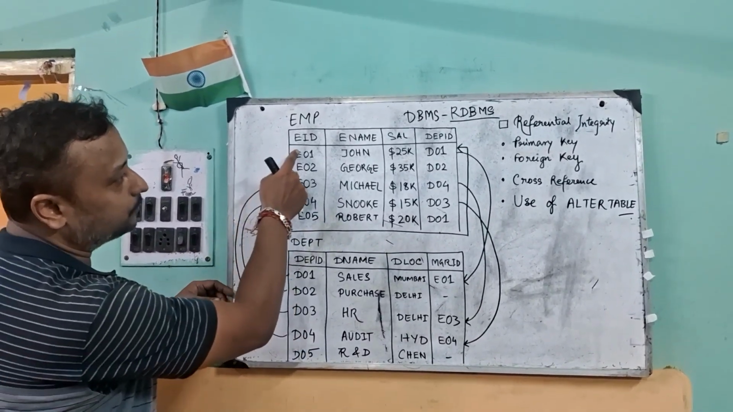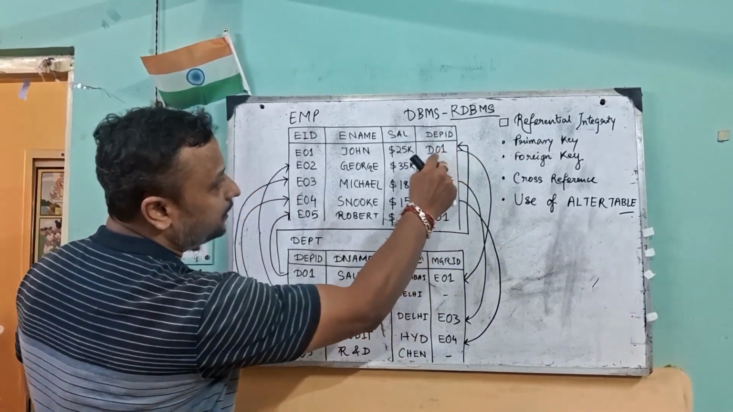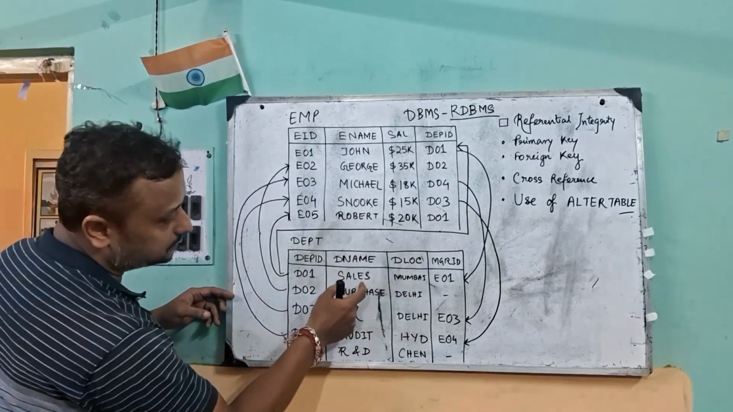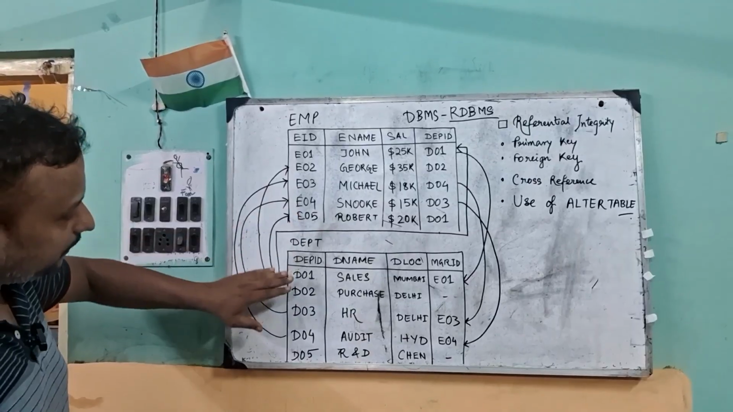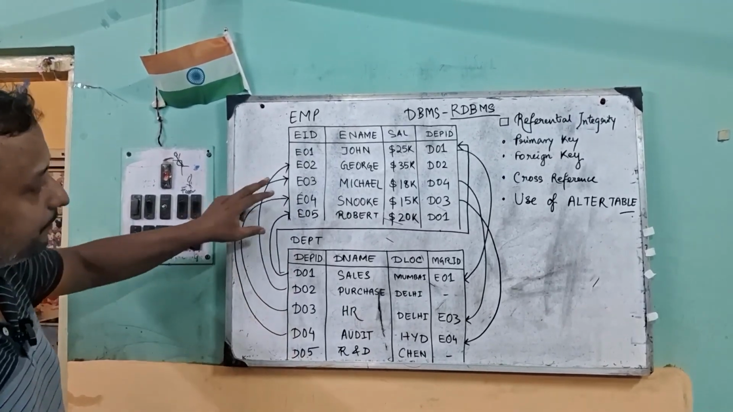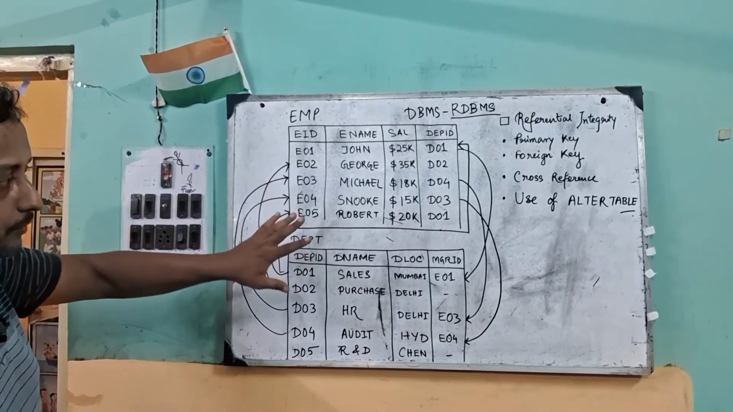So it is linked to the employee. As we can see, this marked line is coming down to indicate that D01 is the sales department, where E01 John has joined. In this way, all the departments and respective employees are connected. If you see the image properly, you can follow the arrow, and it will be clear.